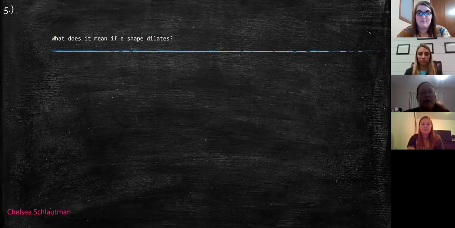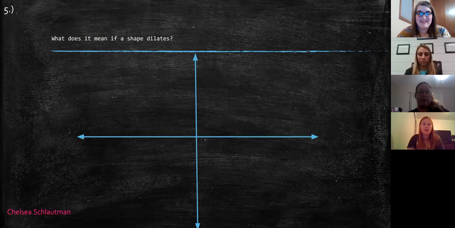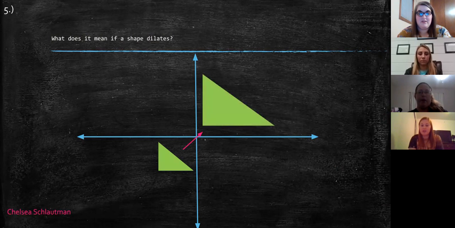So Chelsea, what does it mean if a shape dilates? Alrighty. We have already talked about this tonight, so I'm just going to touch base on it a little bit more. On a plane, if we have a particular shape, and here I have a right triangle, dilation simply means it's going to either grow in size or shrink. You're going to have the same exact shape, but it's either going to grow or get smaller. In this example, I made the shape get larger. As you can see, it's the same right triangle that we started out with, but it got larger as it moved up the plane.